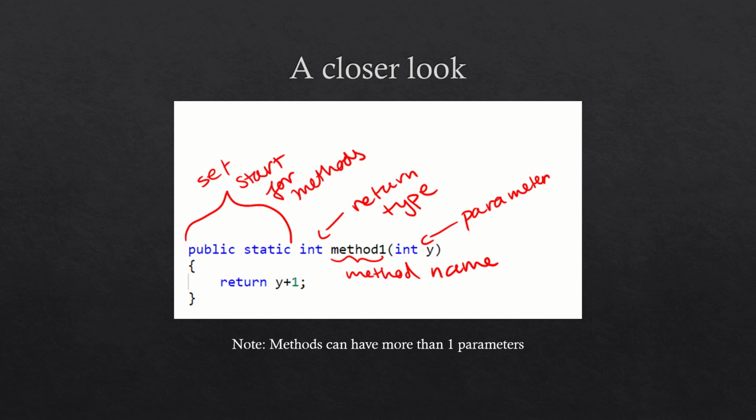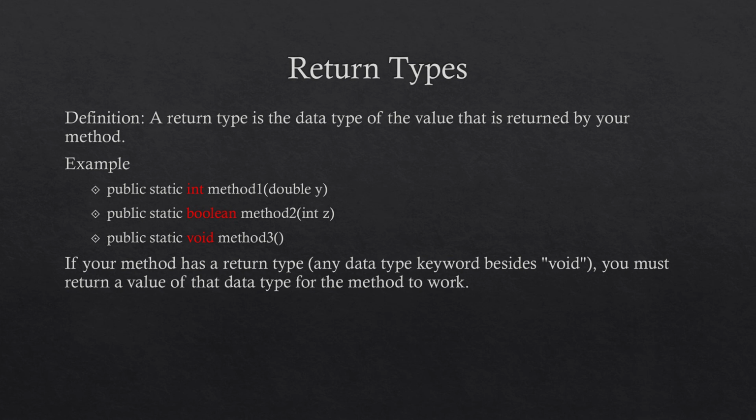A closer look. So the way that you write a signature is, you first write the start of the signature, which is public static, and then you write the return type, which could be int, void, or any data type that you want the method to return. Then you write the name of the method, and then in parentheses, you write any parameters that you want to use whenever you call the method and inside the method. And then inside the curly brackets is where you write the body. A note is that methods can have more than one parameter.